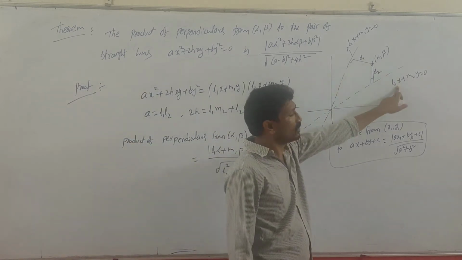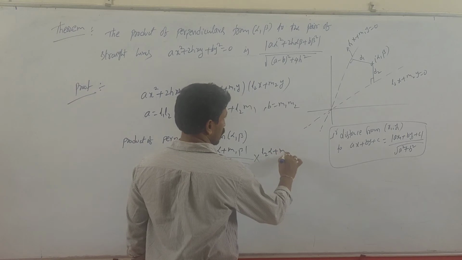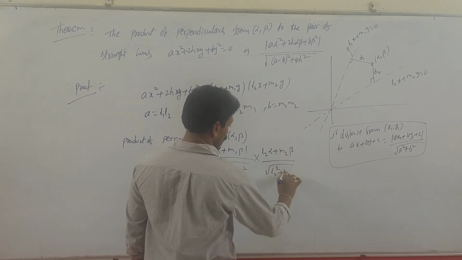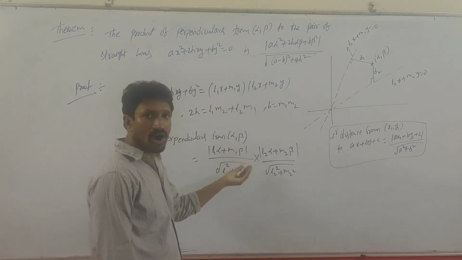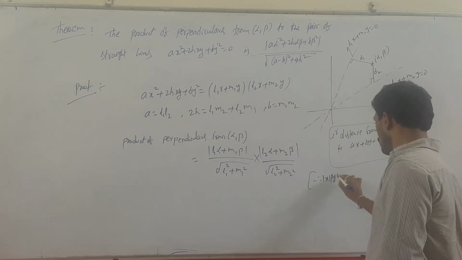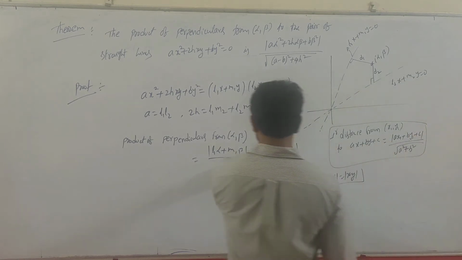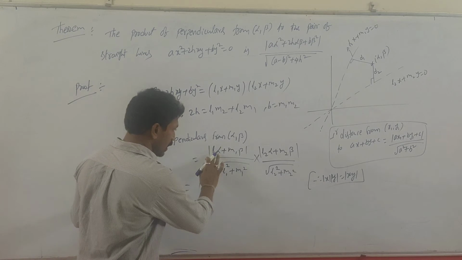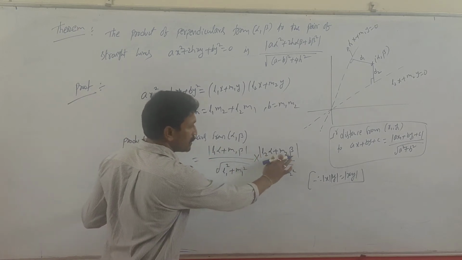Next, alpha comma beta to this side. What is it? L2 alpha plus M2 beta by root over L2 square plus M2 square, modulus of. So mod x into mod y is nothing but mod of xy. So just multiply these two, then what do we have? Modulus of L1 alpha plus M1 beta into L2 alpha plus M2 beta.